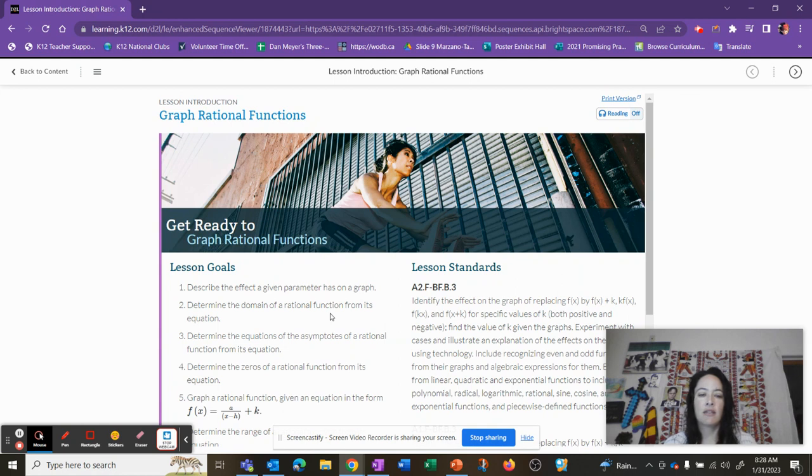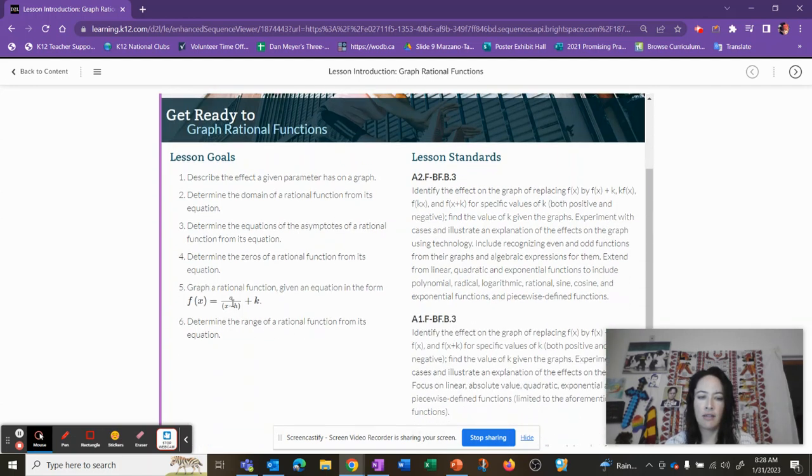Okay, domain, range, asymptotes, determine the zeros, graph, given an equation in the form A over x minus h. Now we have more parameters, right? We didn't do this specific one for sine and cosine because it created a phase shift, which means it could have matched the sine and the cosine. So this is a horizontal shift. Isn't that cool? This is now a horizontal shift.